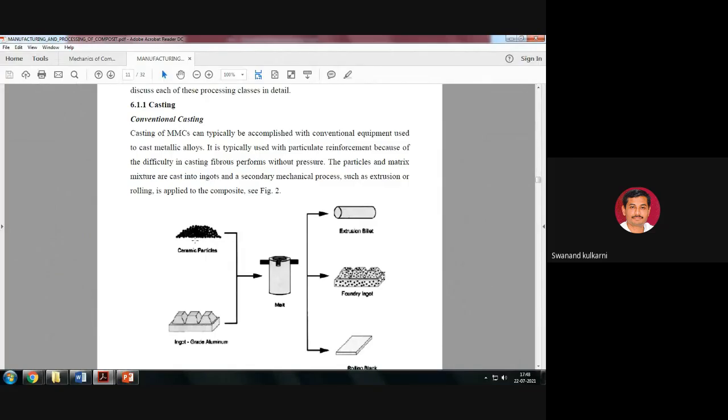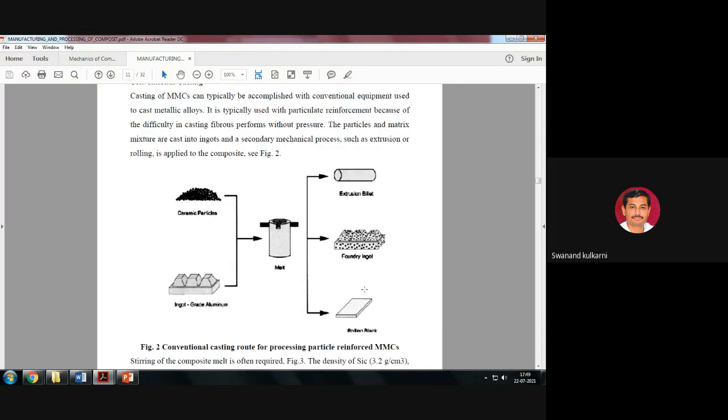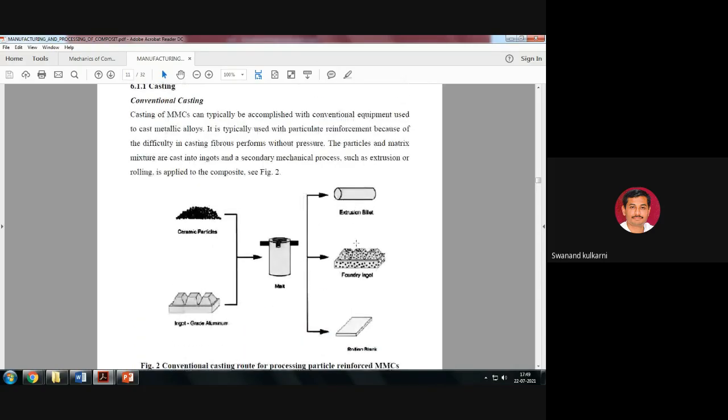In that conventional casting method, what is happening? This particular grade of aluminum is used, and the ceramic particles are used. The aluminum and these ceramic particles are completely mixed here. The ceramic reinforcement and this matrix material are mixed here. These are melted together. Is it okay? And after melting these together, the expected shapes are manufactured. This is the conventional casting method.